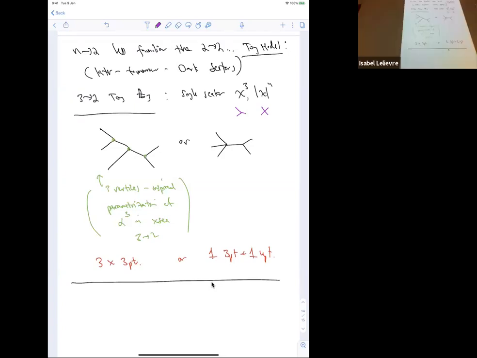May I also ask a question? Would it make sense to look also at N-to-M processes?